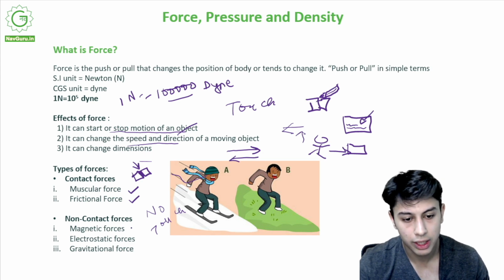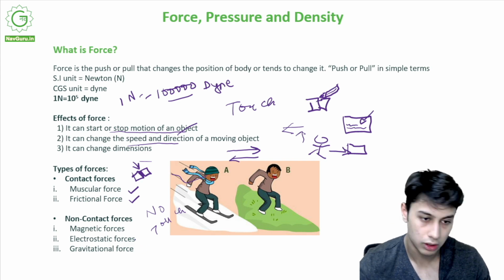Non-contact forces. Non-contact forces are these three: magnetic forces, electrostatic forces and gravitational force. I will go into the detail of each and every one.